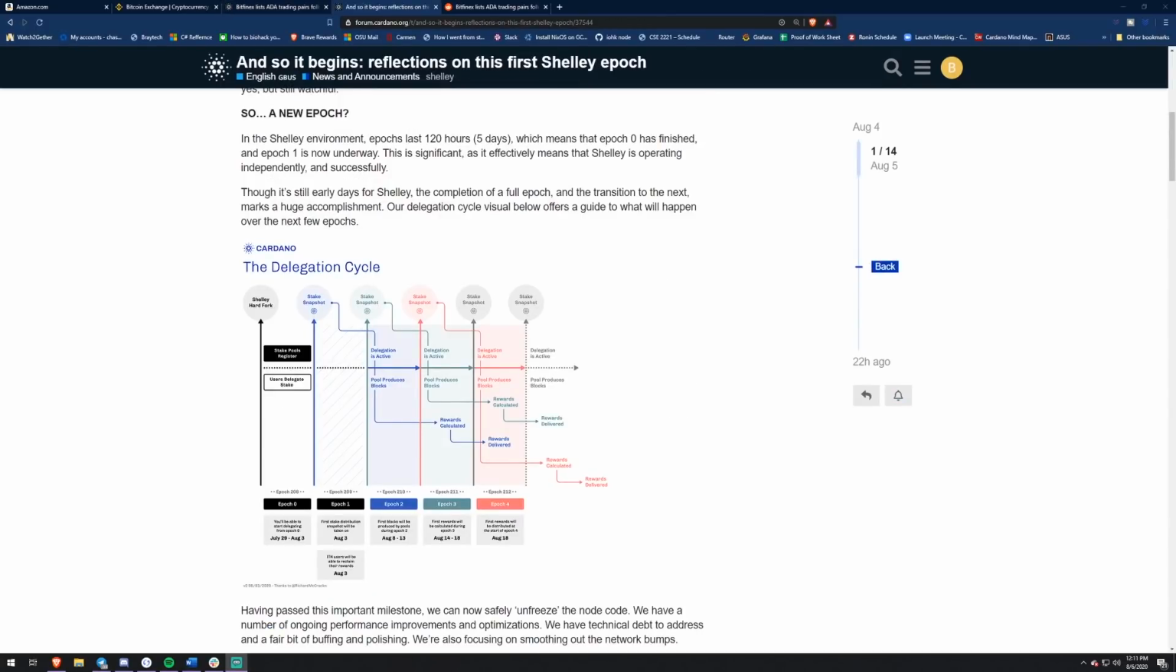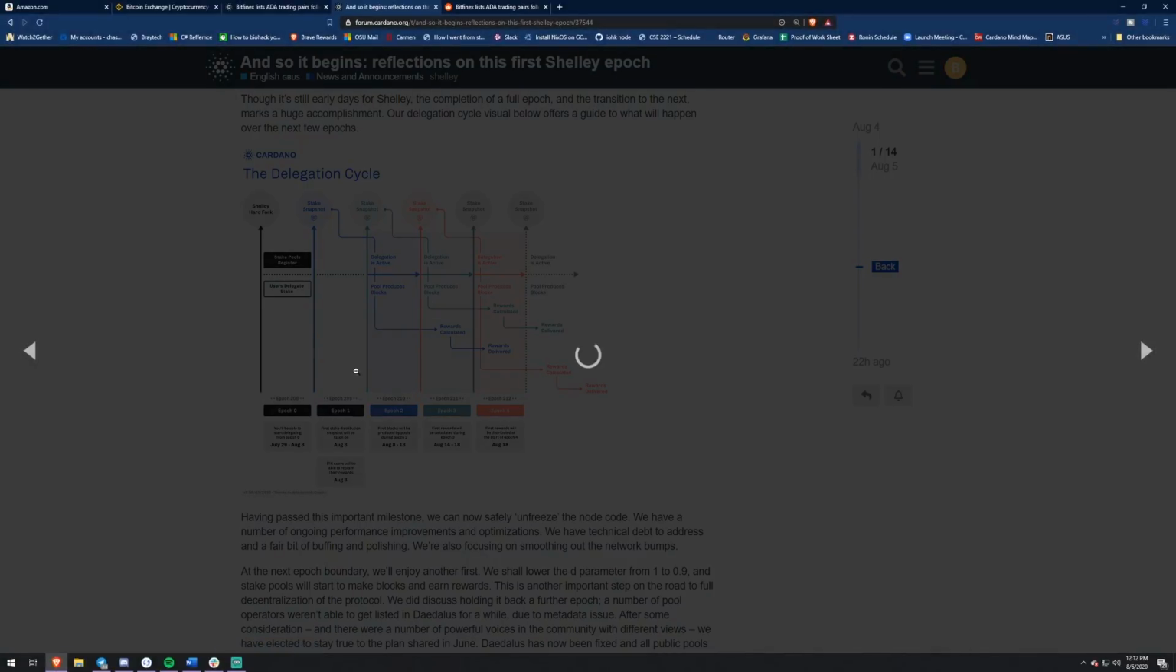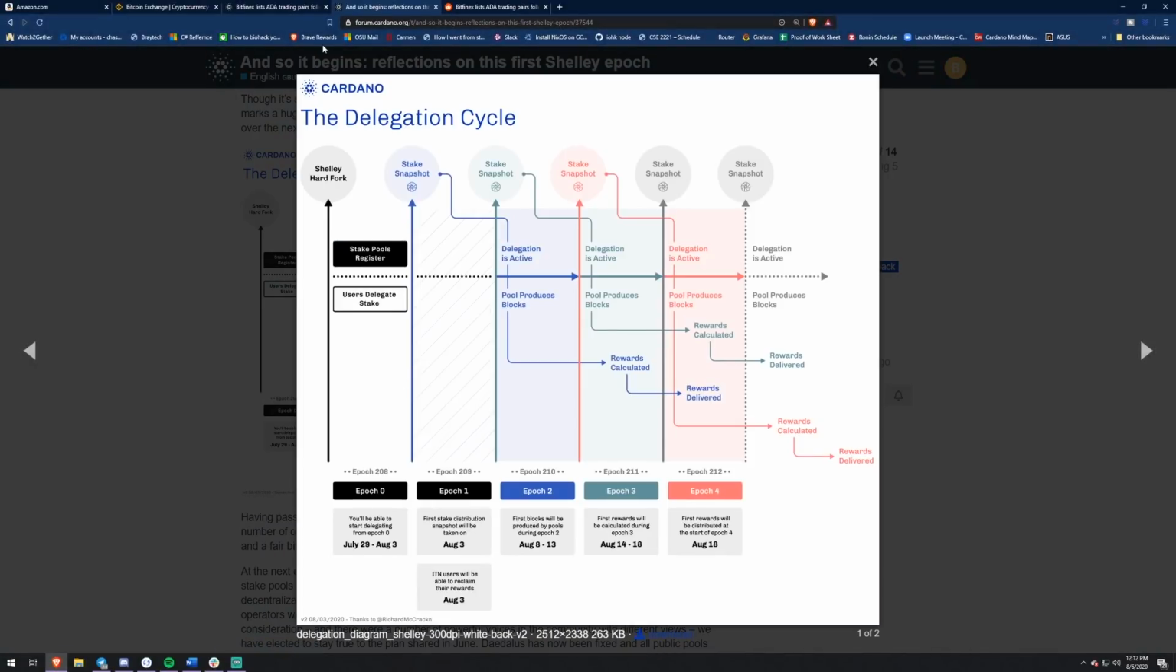So I wanted to include this information in yet another video because it's important. A lot of people are still confused about when they're going to receive the reward. So this is the chart that you guys need to look at. I'm going to have this link in the description down below, so don't worry about it.